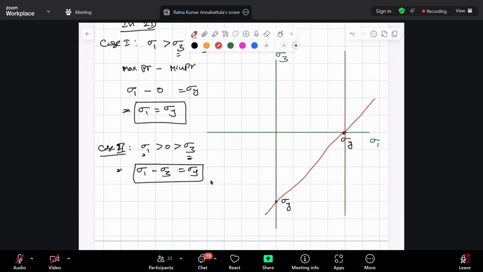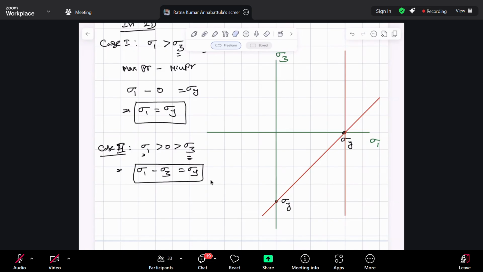Sir, one small doubt. When you say that sigma 1 is greater than 0 and sigma 3 is less than 0, if you add, the yield strength should be positive, right? Because sigma 1 minus sigma 3. So sigma 3 is negative, so minus of minus becomes plus, no? But then the yield strength cannot be at the negative axis, right? It should be on the positive axis. No, sigma y, the yield strength, is a magnitude. You are only talking about magnitude, isn't it? Yes.